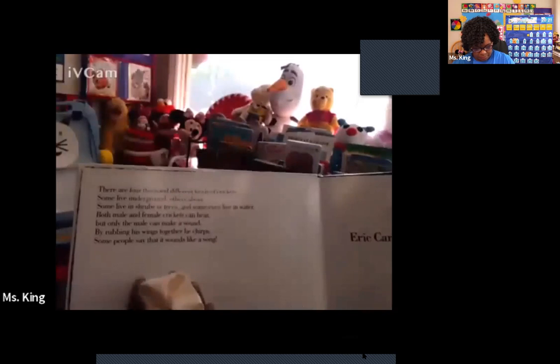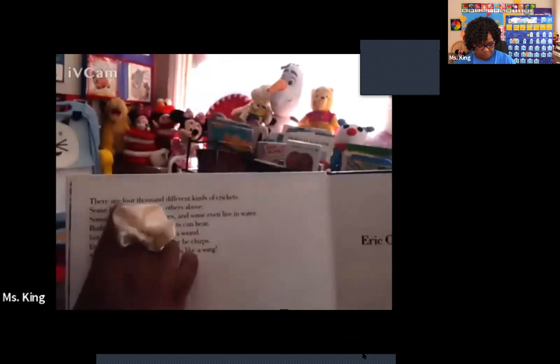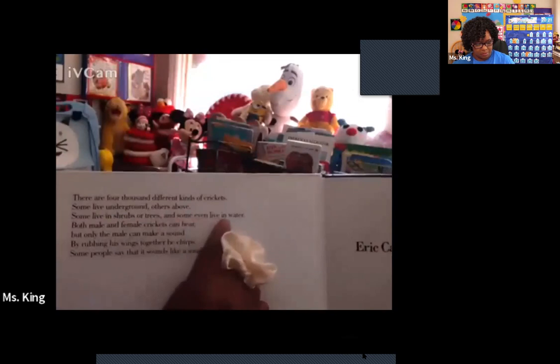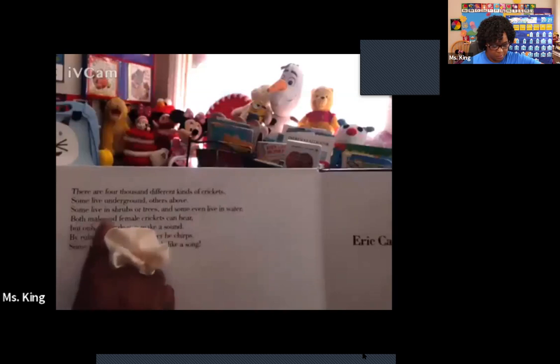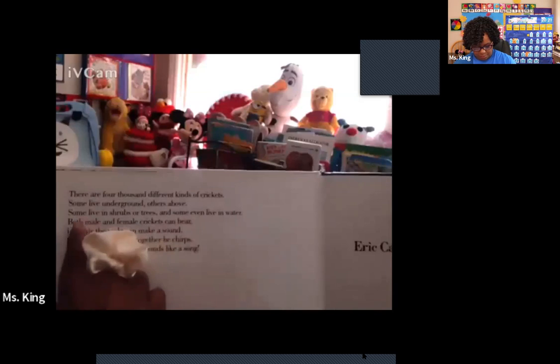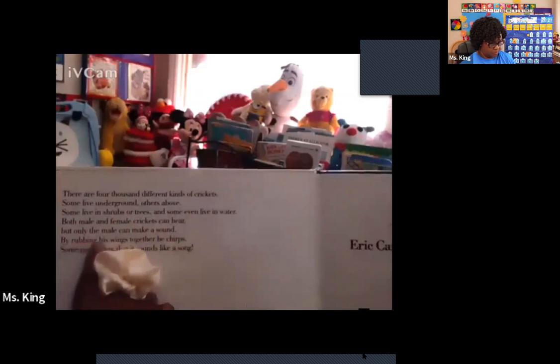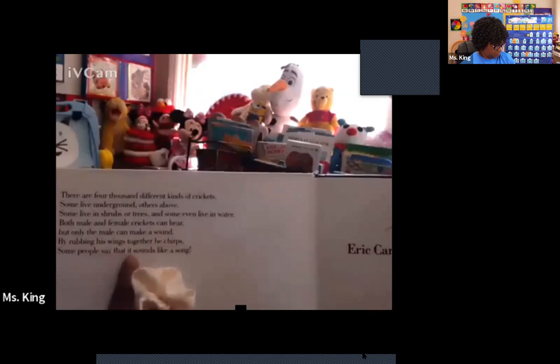Here we go. There are 4,000 different kinds of crickets. Wow. Some live underground, others above. Some live in shrubs or trees, and some even live in water. Both male and female crickets can hear. That means both boy and girl crickets can hear. But only the male, the boy, can make a sound. By rubbing his wings together, he chirps. Some people say that it sounds like a song. Wow.